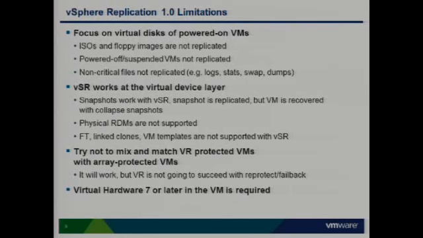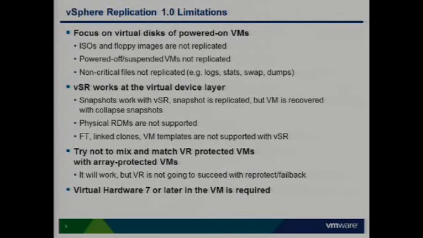I mentioned try not to mix and match VR protected VMs with array protected. It'll work, but you're wasting a lot of cycles. And this is one I didn't refer to earlier. We have a new feature called reprotect and failback. Well, 2 features, reprotect and failback with SRM 5. Those will only work with array-based replication.